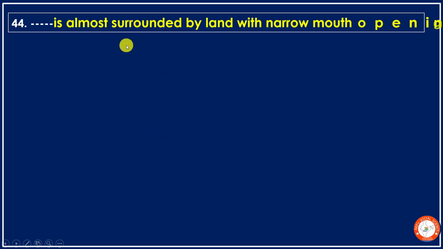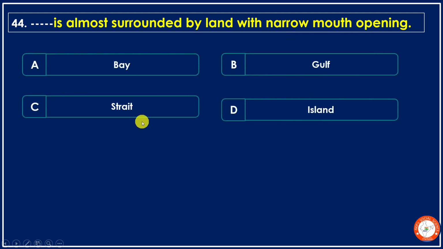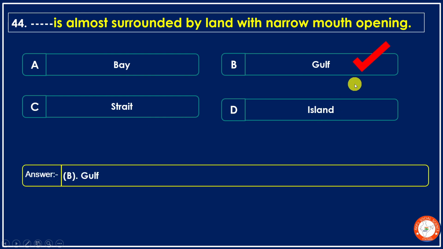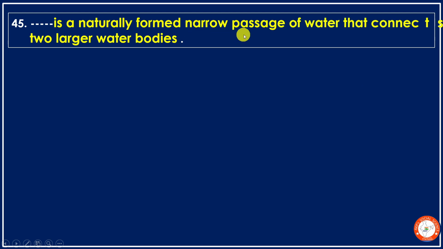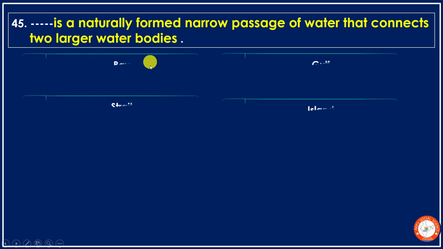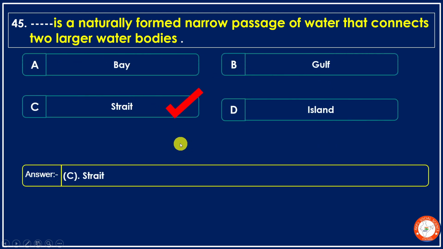Dash is almost surrounded by land with narrow mouth opening. Bay, Gulf, Strait, Island. The answer is Gulf. Dash is naturally formed narrow passages of water that connect two larger water bodies. Bay, Gulf, Strait, Island. The right answer is Strait.